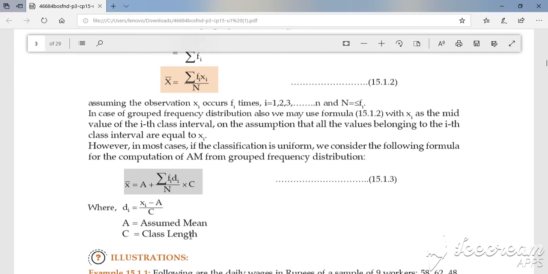Why are we considering this? Because it reduces calculation. And finally, here you'll have summation fi xi. Now that fi xi is reduced into what? Fi di, right? So here x bar is summation fi xi by n, but here my formula is changed. It will be summation fi di upon capital N into c, and addition with a. So whatever we considered, we have to give back.